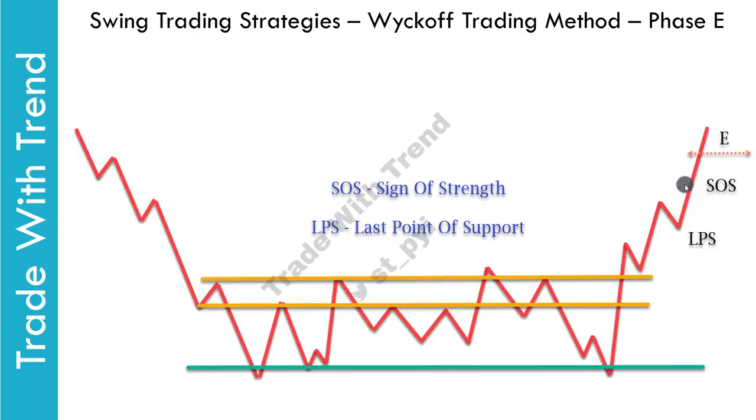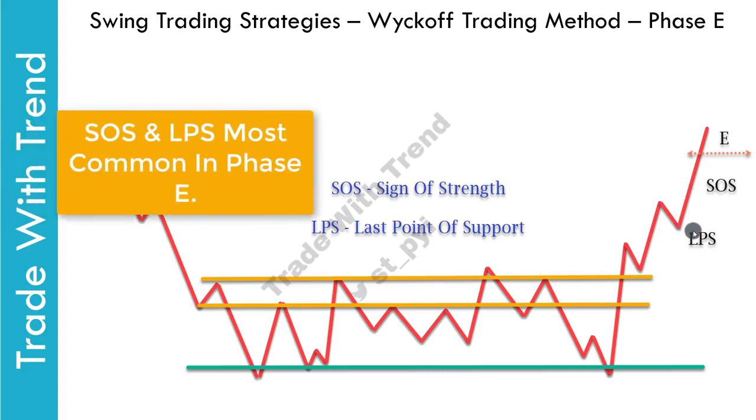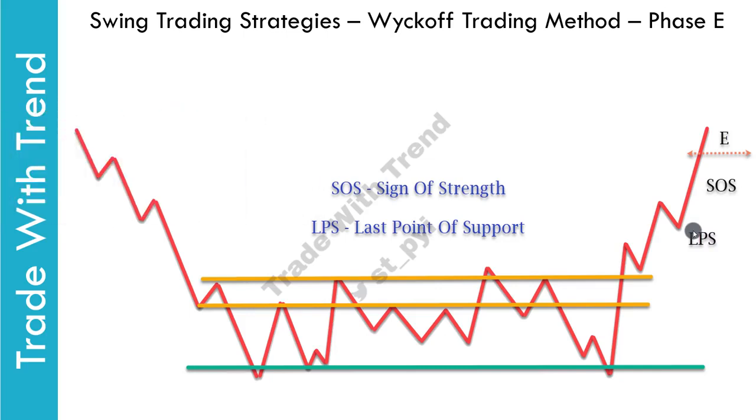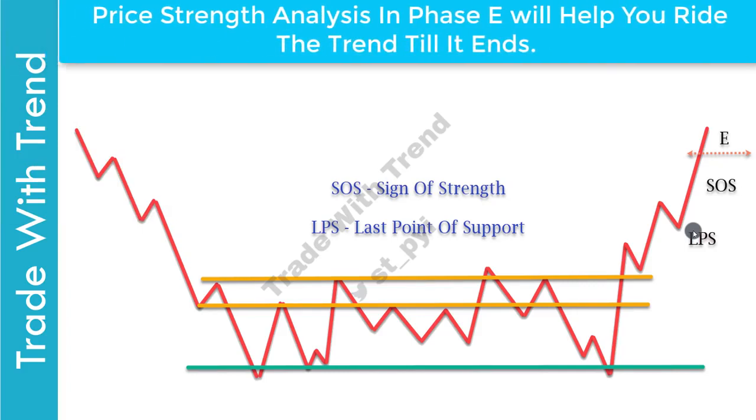So this is phase E, which is the last phase of this Wyckoff trading method. During this phase, you see sign of strength by price along with last point of support. Now phase E is crucial as it repeatedly signals to the trader about the underlying strength of price, which in turn can help the trader be with the trend till it finally gets over.